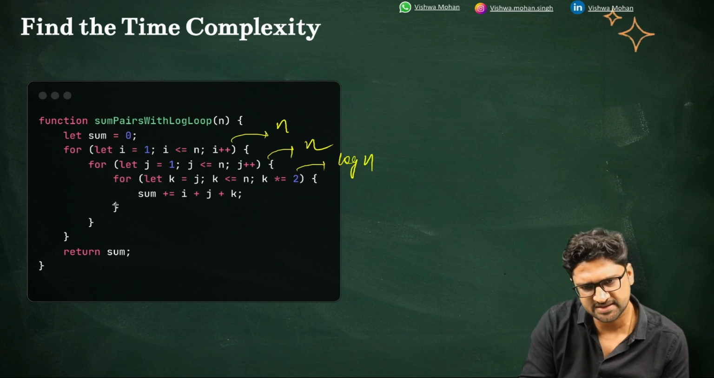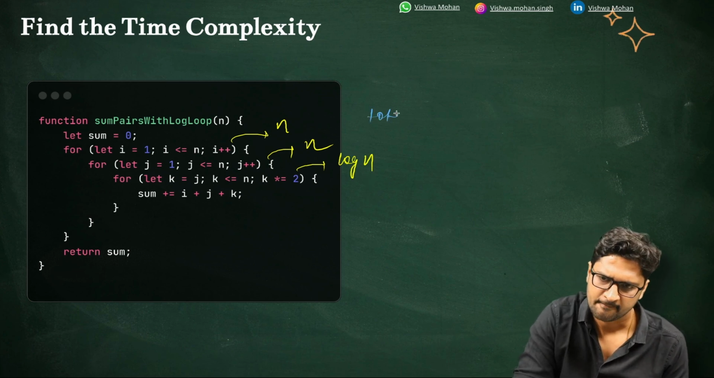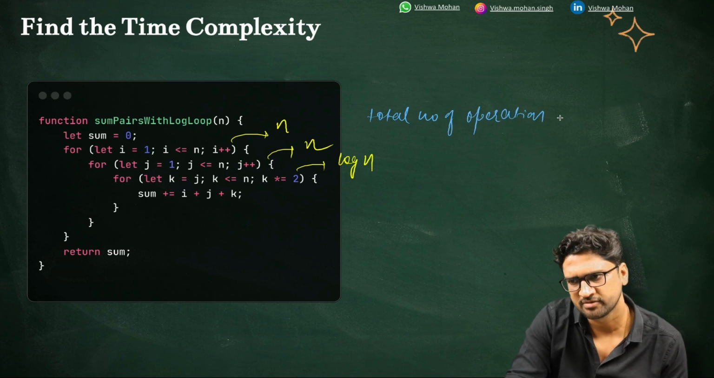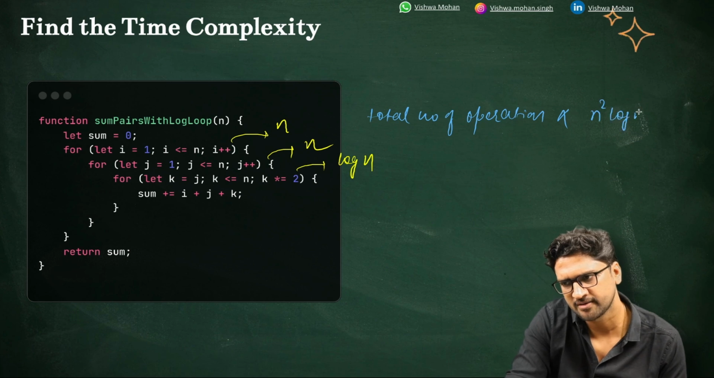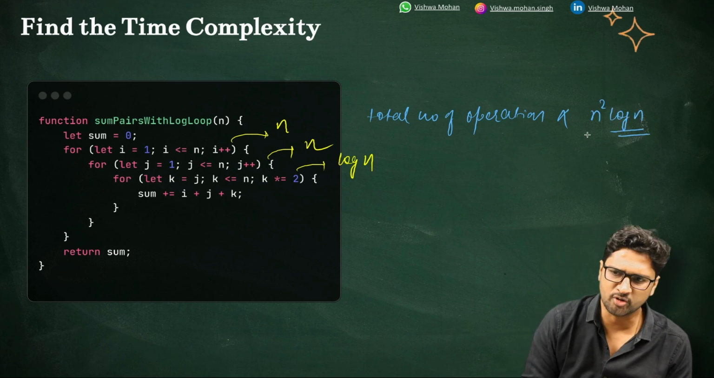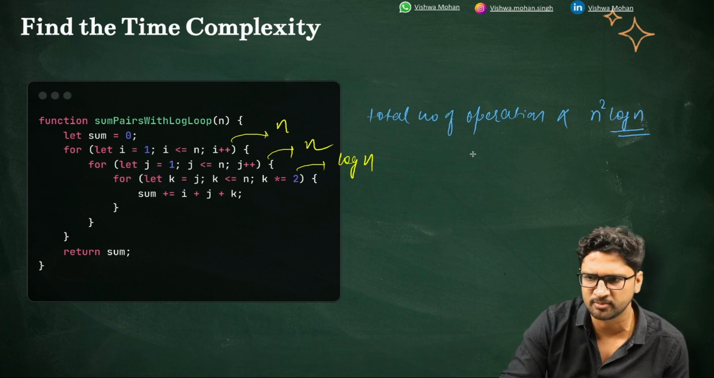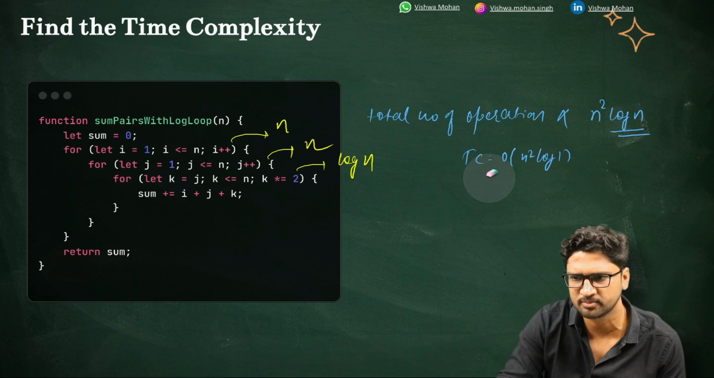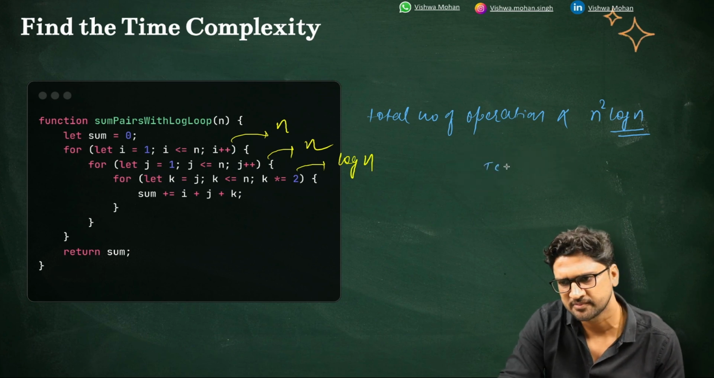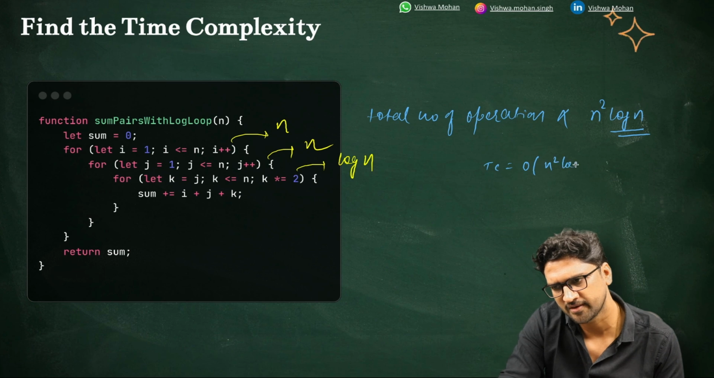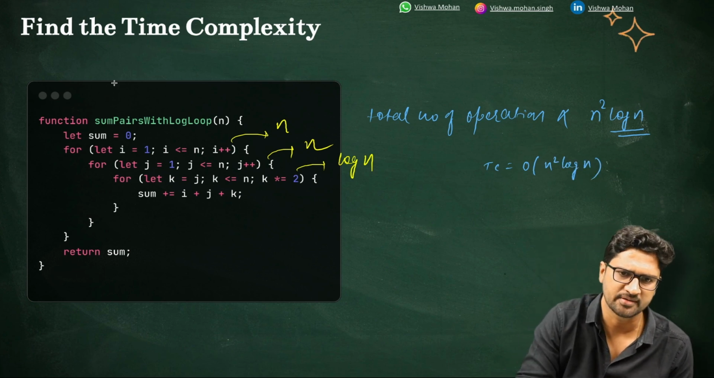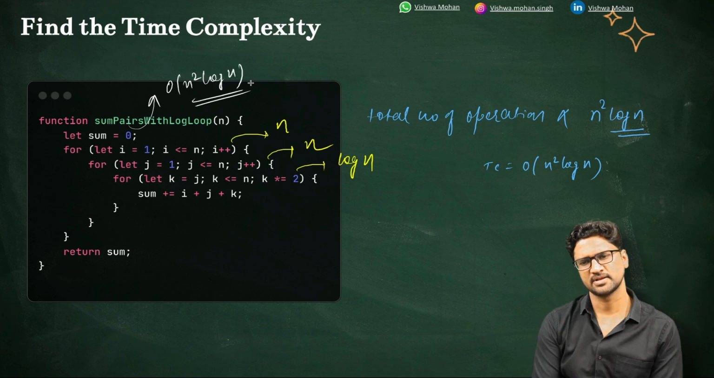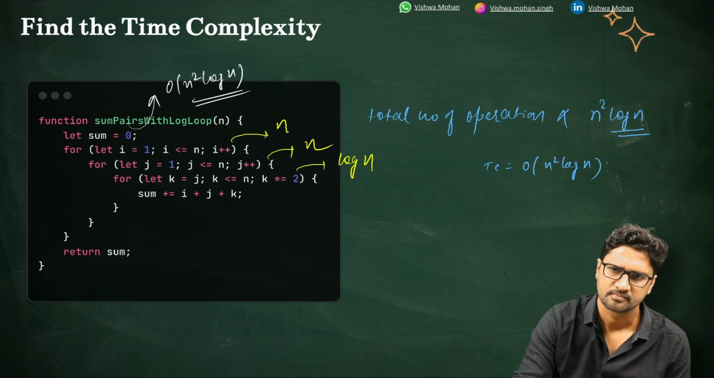Since every loop is nested inside the other, the total number of operations will be proportional to n square log n. So what will be the time complexity? The total number of operations is n square log n, so time complexity will be equal to the order of n square log n. So this will be my order of n square log n. This will be the time complexity. Let's move on further.